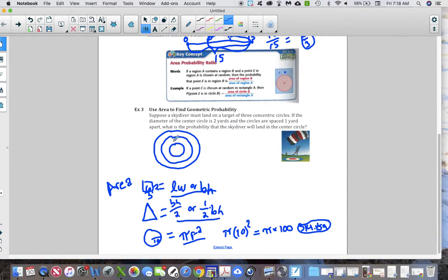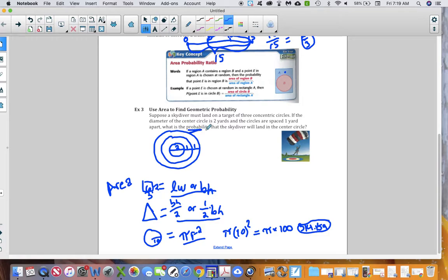Okay, so this is my little map here. The center circle is 2 yards in diameter, so from here to here is 2. And then the circles are spaced 1 yard apart. So this one is 1, and this one is 1. So we're trying to do probability.